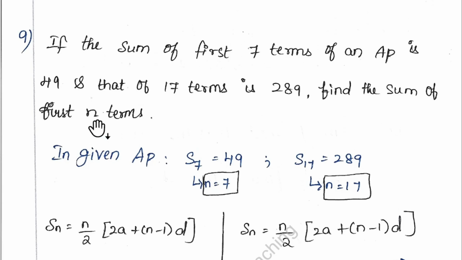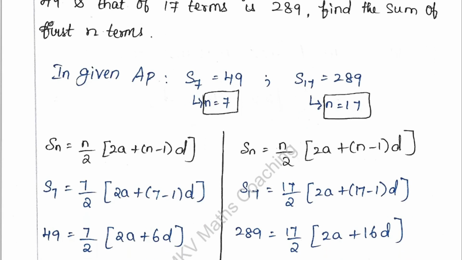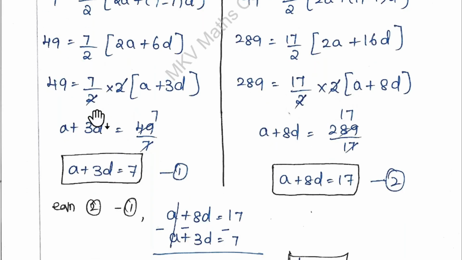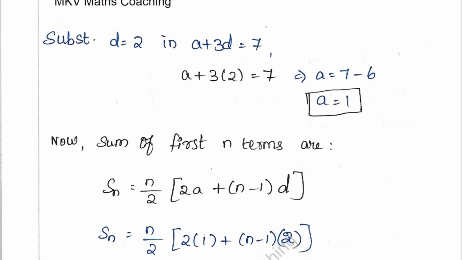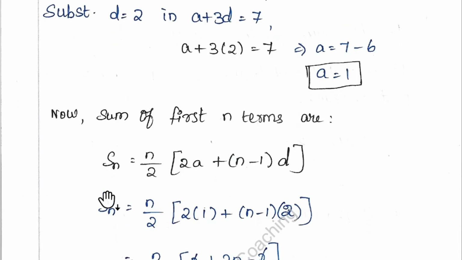They didn't give how many terms. You have to find for the n terms, so keep the n as it is. Okay, don't change, otherwise you'll get wrong values. So always when the question says sum of n terms, you have to keep the n as it is. Just substitute a and d values alone.